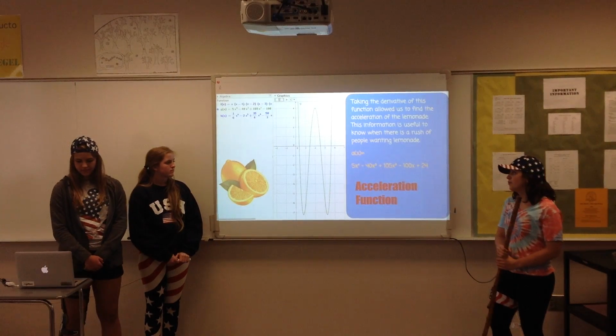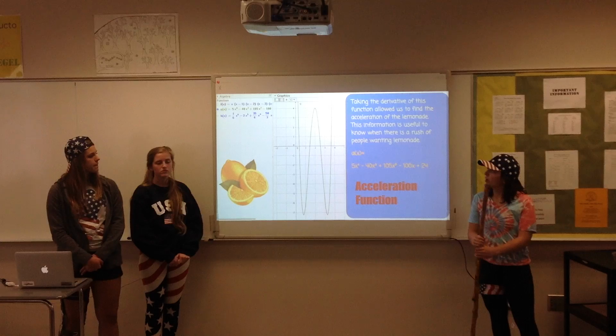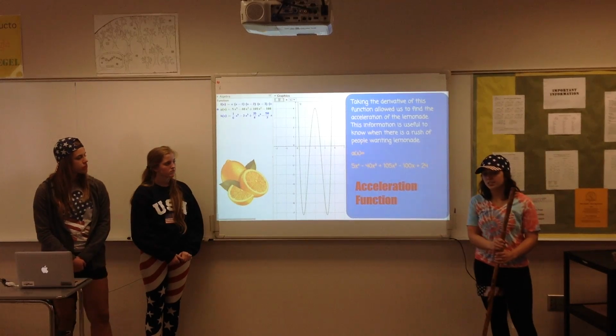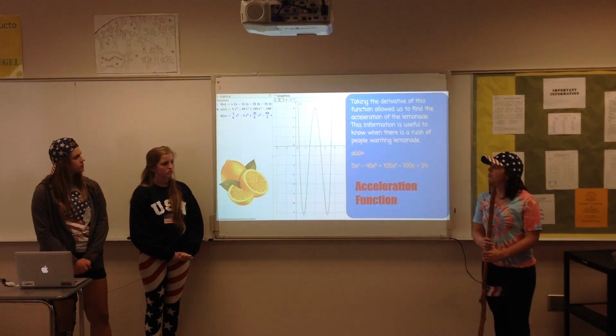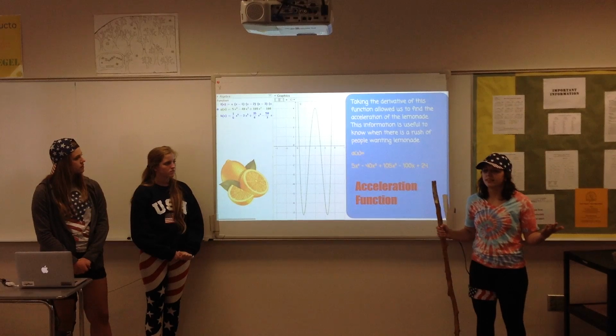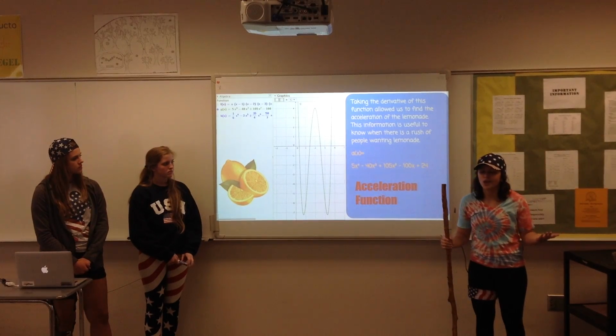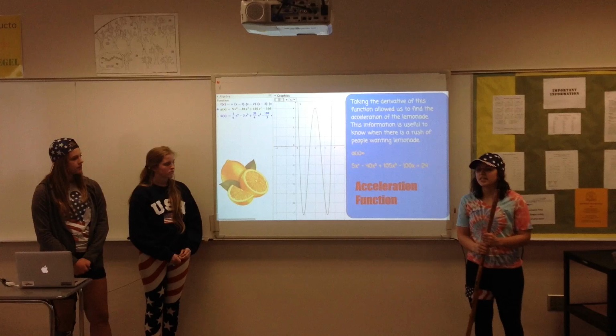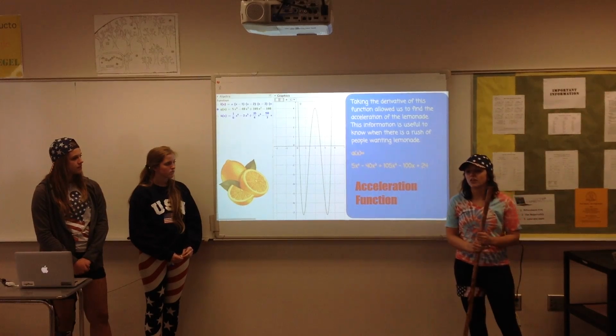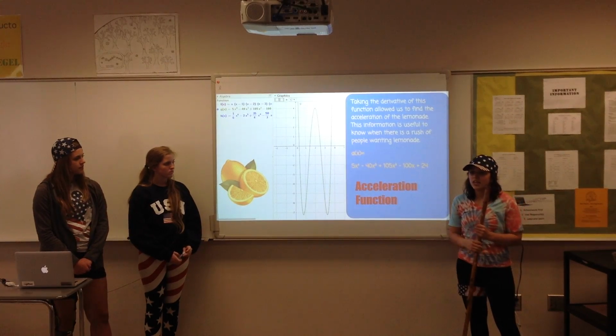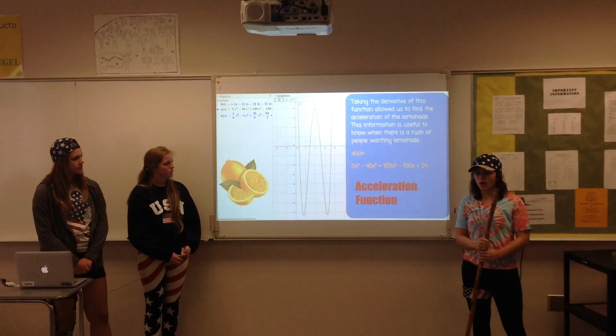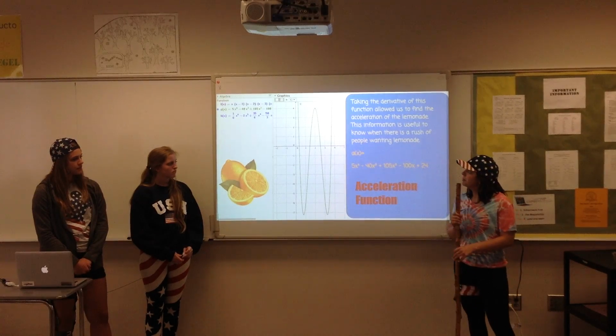So after we knew how much lemonade we went through, we wanted to take the derivative of the velocity function, and the derivative would give us the acceleration. You might be wondering why the acceleration is important when we're talking about lemonade, but it's like if you're at a restaurant and the acceleration of people coming was really high, you'd be in a rush, there'd be lots of people coming at a specific time.